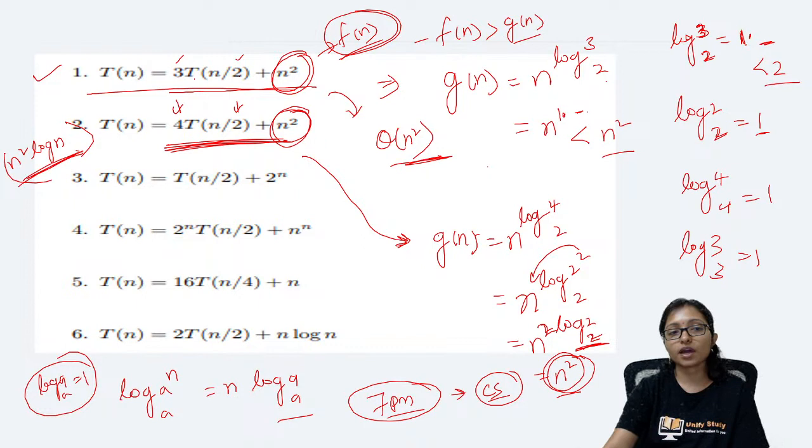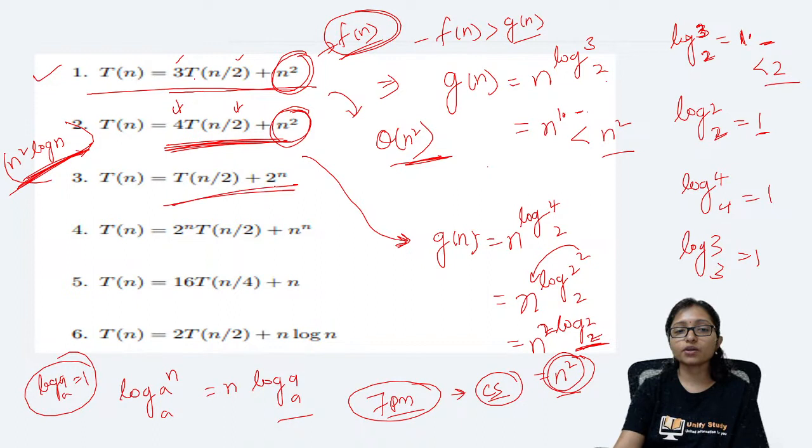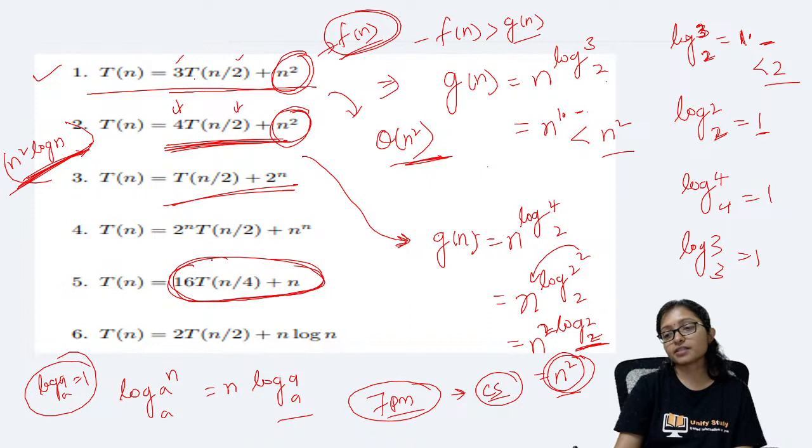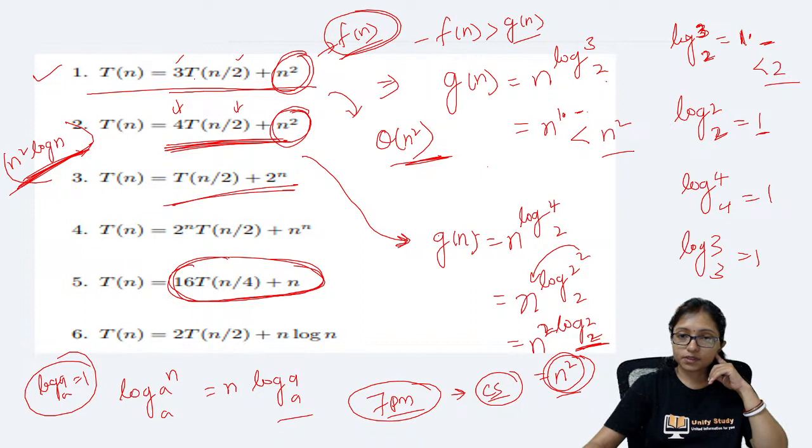Clear to everyone? You can solve it the same way, you can do it by yourself. Now do this one: 16T(n/4) plus n. What will be the answer? Quickly do this one. 16T(n/4) plus n.